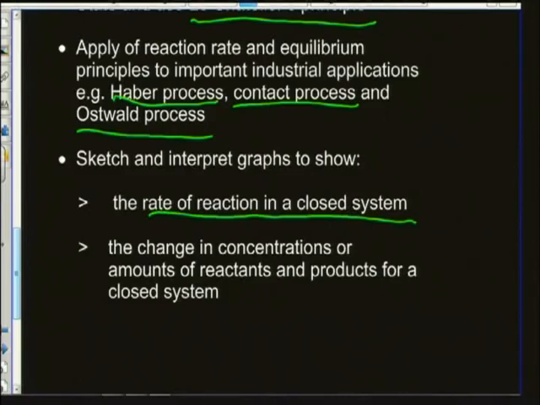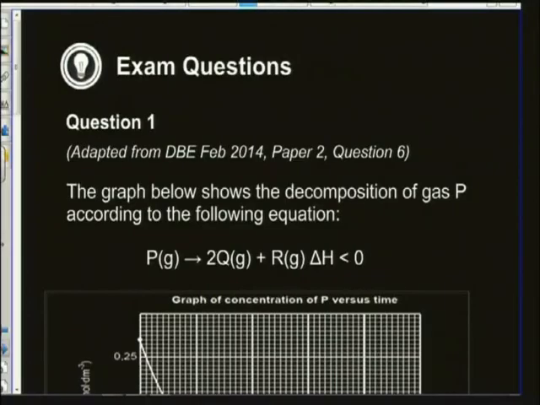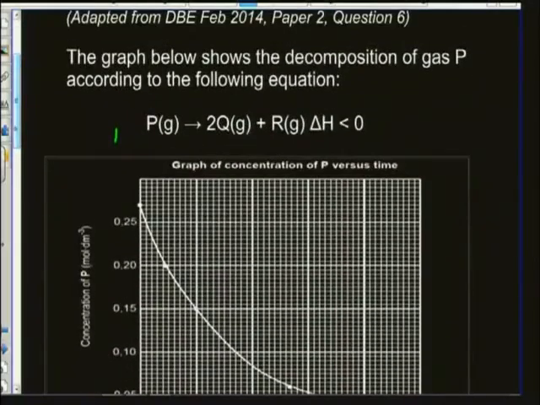Now let's quickly look at one of the questions that was set for reaction rate. This is a question that was adapted from the DBE February 2014 question. The question reads as follows. They say the graph below shows the decomposition of gas P according to the following equation. There you have it: P, which is a gas, giving you 2Q, which is a gas, plus R, which is a gas, and delta H is less than 0 for that reaction.